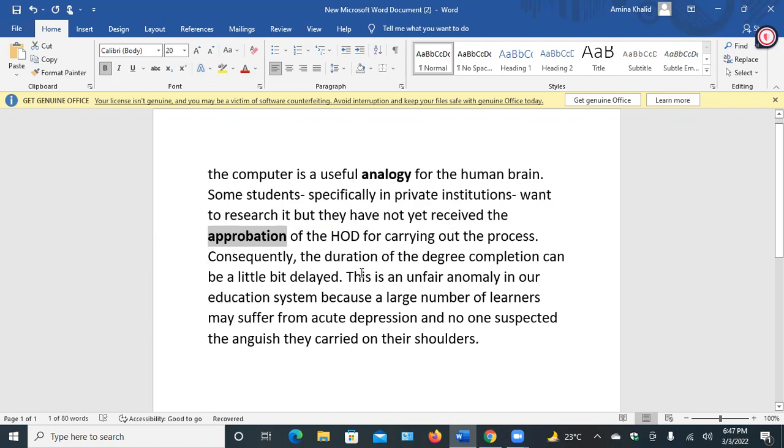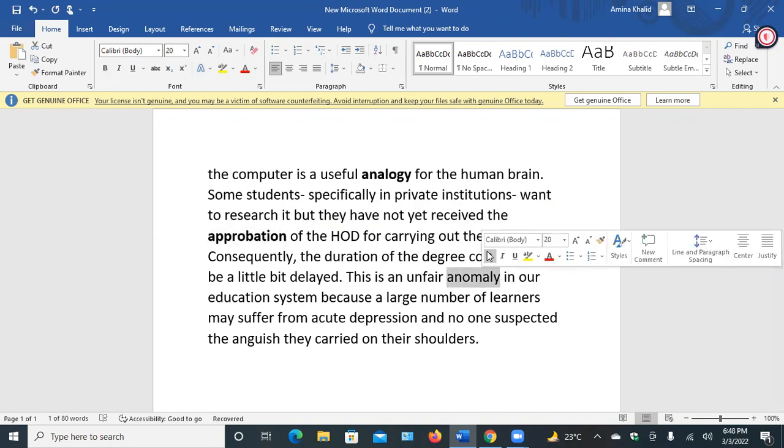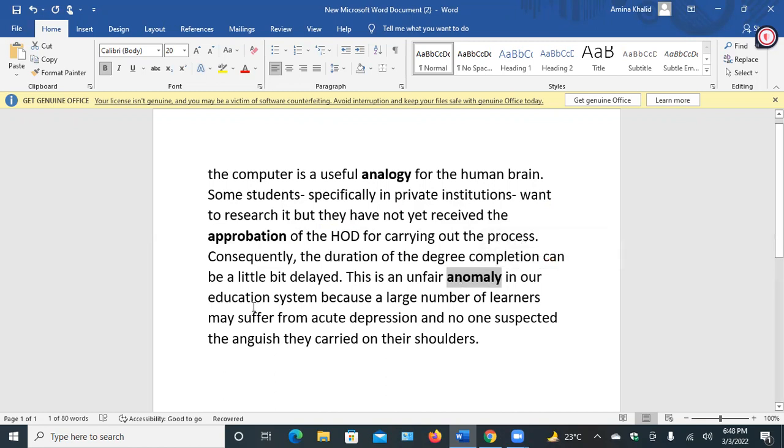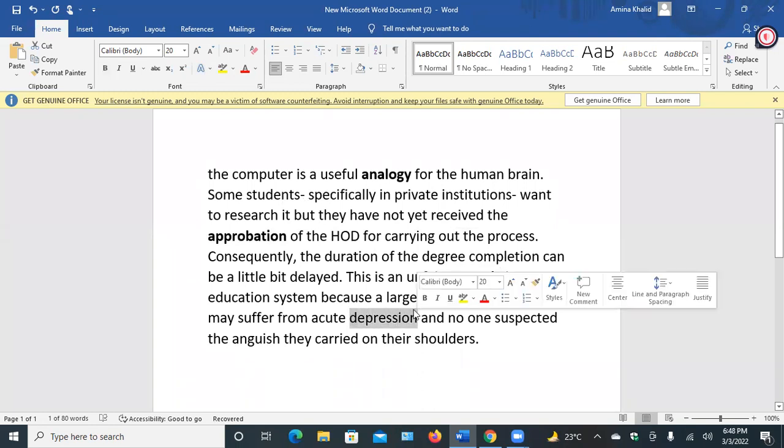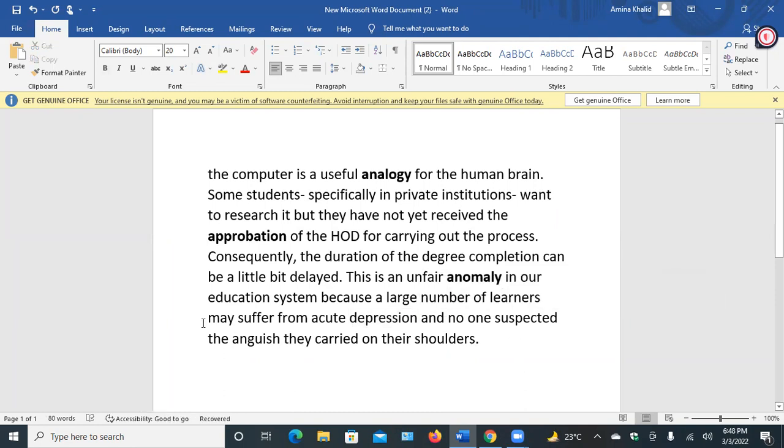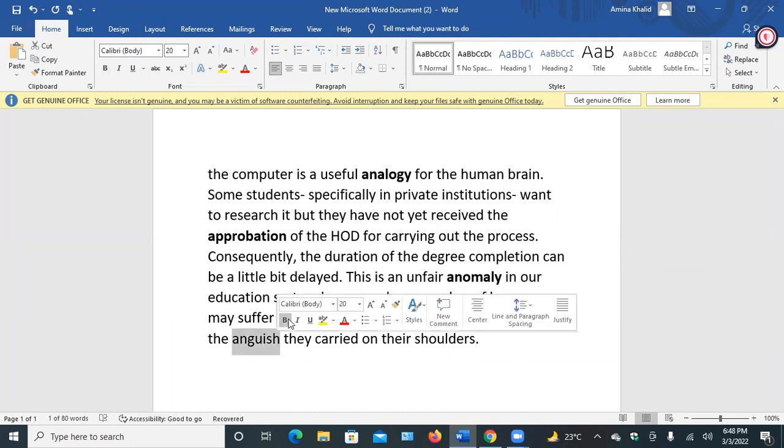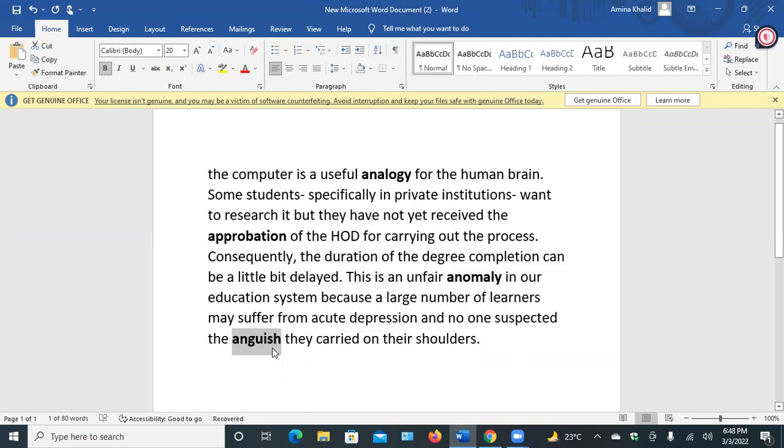Consequently, or as a result, the duration of the degree completion can be a little bit delayed. This is an unfair anomaly. It means abnormality, irregularity in our education system because a large number of learners may suffer from acute depression because their degree is delayed, and no one suspected their anguish, their pain, their suffering, or you can say torture, grief, distress, they carried on their shoulders.